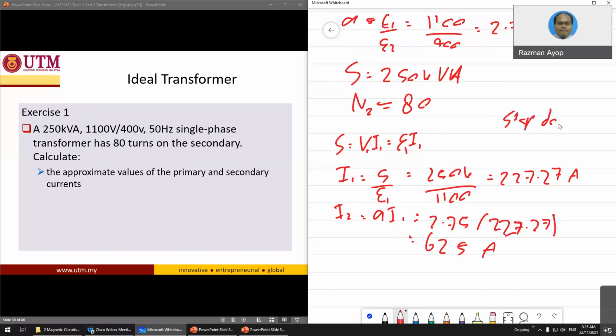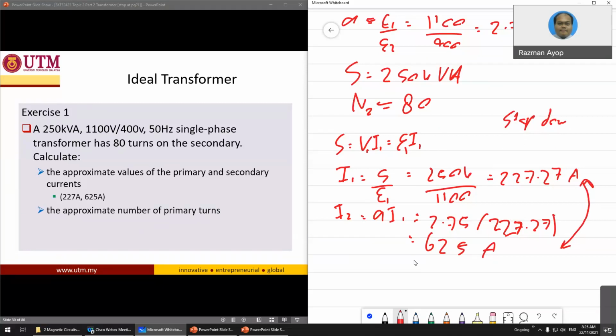If you want to make sure this is correct, you can see this is a step-down transformer because the voltage at the primary is larger than the secondary. For a step-down transformer, I1 must be smaller than I2. So you can see this is correct. So 227 and 625. How about the primary turns?